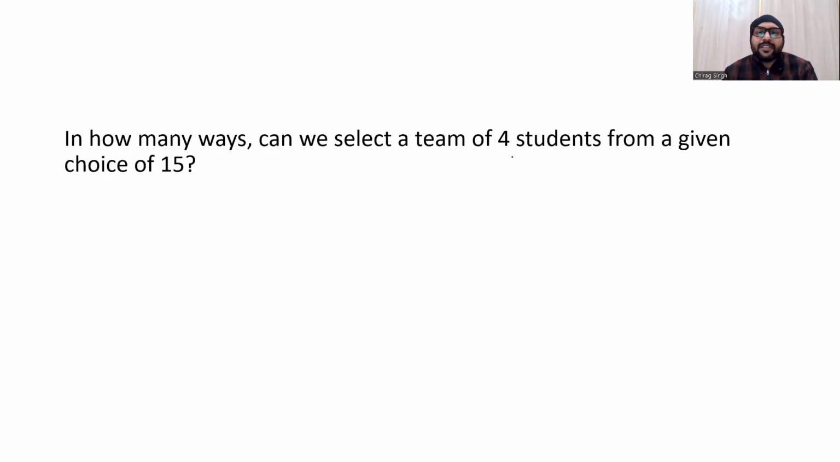In how many ways can we select a team of 4 students from a given choice of 15 students? So tell me first thing, what I have to apply here, the permutation thing or the combination thing? Are we making a specific selection or a general selection? We are doing a general selection. So if we are doing a general selection, we will apply combination.